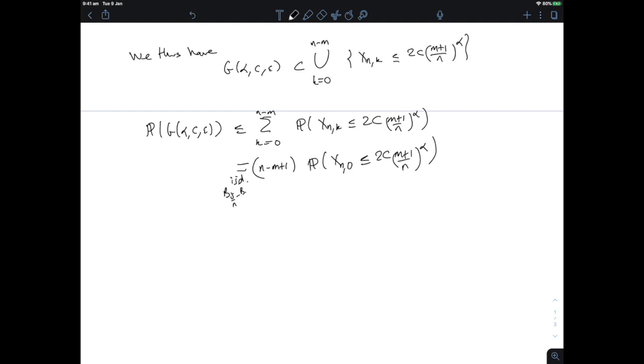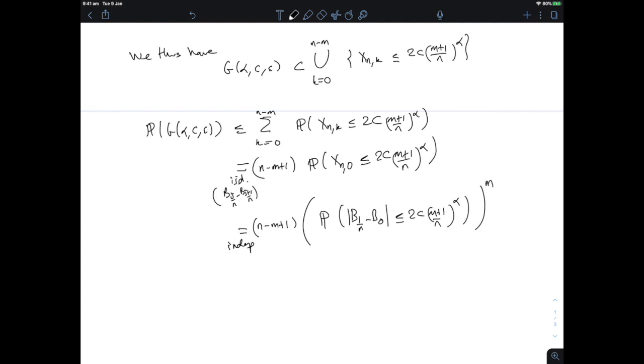So IID increments B_{(j+1)/n} − B_{j/n}. Let's put it this way. Okay, but now what does it mean that X_{n,0} is smaller than 2c((m+1)/n)^α? Well, again, we're asking now for little m increments of the Brownian to be all small at the same time. These increments are independent. So one thing we can say is that this is smaller than, actually, we can say it's equal, n minus m plus 1, this time really using independence of the increments, times the probability that the very first increment, which is just B_{1/n} minus B_0, and B_0 is 0, is smaller than 2c((m+1)/n)^α. And then you have to raise that to, well, how many of them have we got? We've got m of them, right? That's by independence of the increments.